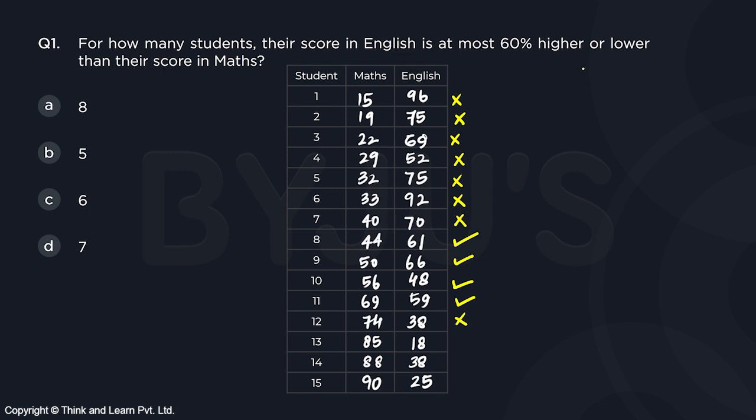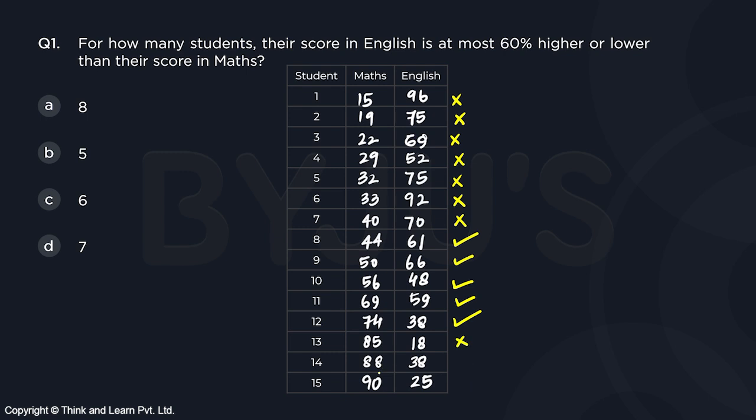It says at most 60% higher or lower than their scores. So does this fall within the category? Yes, it falls within the category, isn't it? Yes, this is acceptable. This is not beyond that. It's not less than that, right? So 13th now, 85 and 18. So it's almost just 20%. So it's 80% less. Take this.